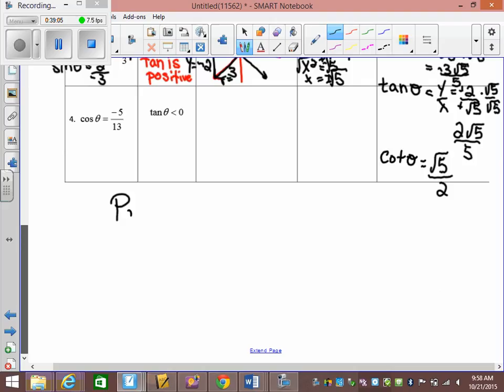So you can do page 201, 1 to 3, 5 to 7, and 9.